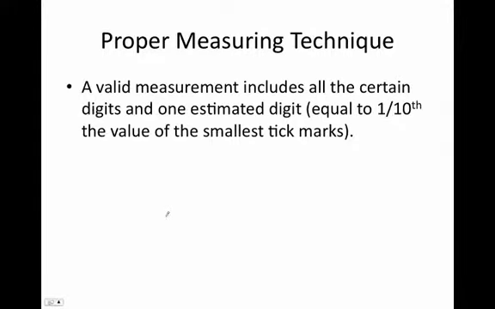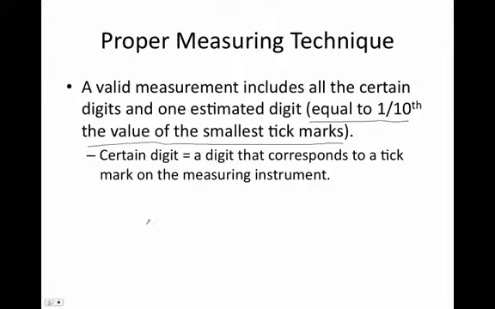Proper measuring technique, when you read the measuring instrument, means that a valid measurement includes all the certain digits and one estimated digit. That estimated digit should be equal to 1/10 of the value of the smallest tick marks. So you always can go one place further than the tick marks tell you. A certain digit is a digit that corresponds to a tick mark on the measuring instrument.